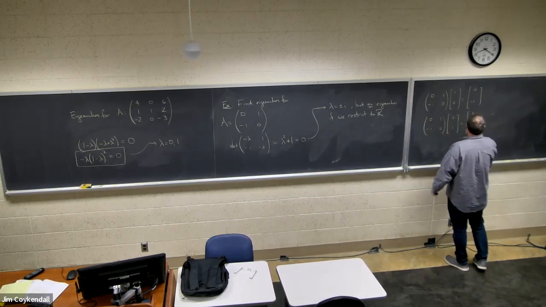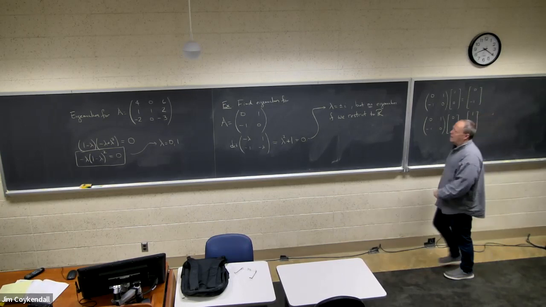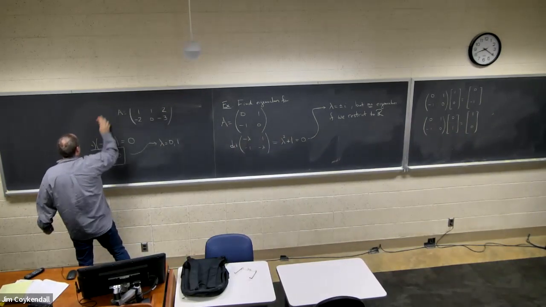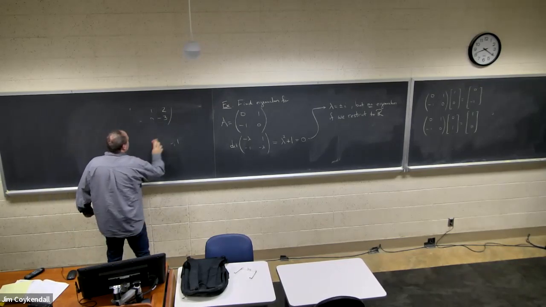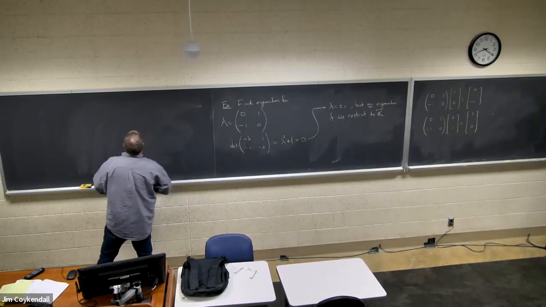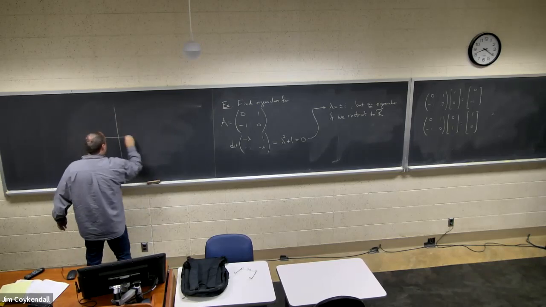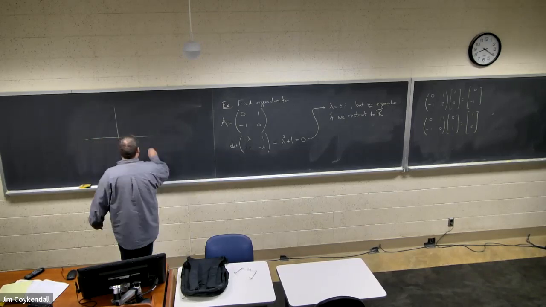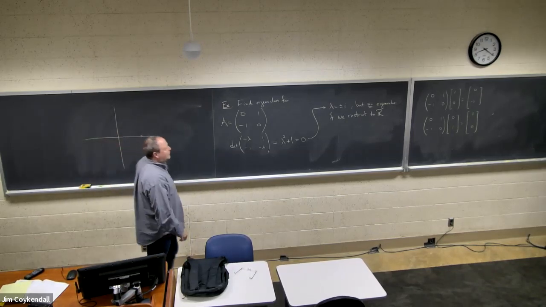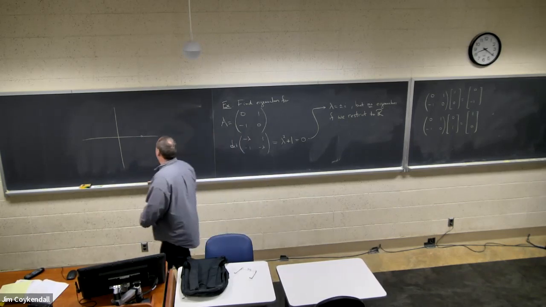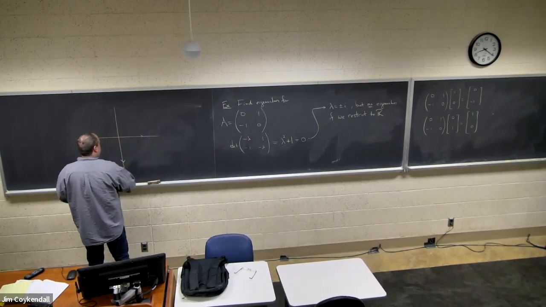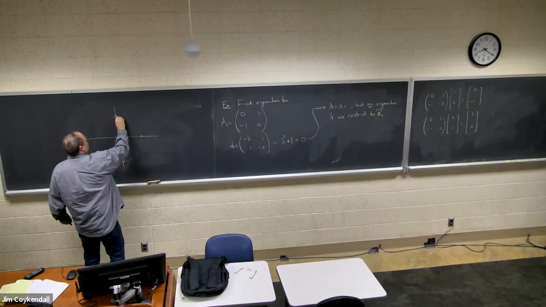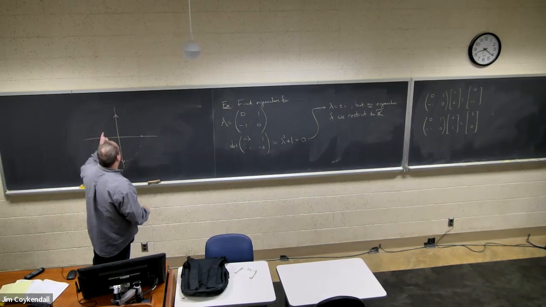Remember, all you have to do to understand what a linear transformation does is see what it does to the basis, and everything from there follows. So what happens here? The basis element 1, 0 actually ends up at 0, minus 1. And the basis element 0, 1 actually ends up at 1, 0.